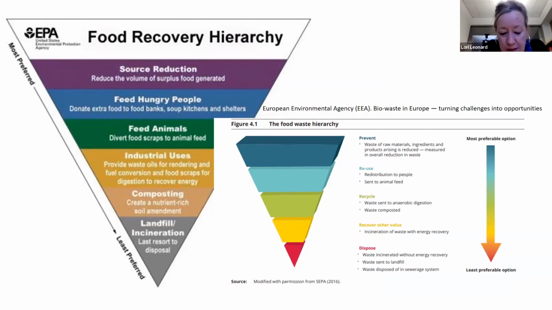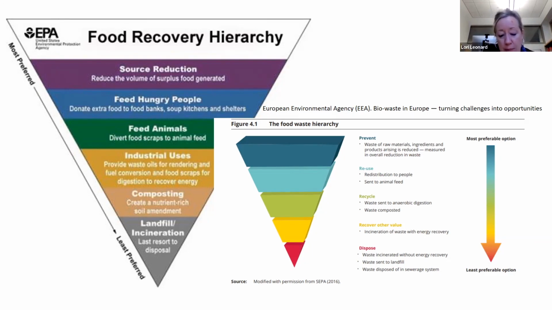And there will always be surplus. That's what food security is about. Surplus is a good thing within limits. But what we do with that surplus is important. And so at the top is the most preferred strategy, which is source reduction, or actually prevention, which means not producing waste in the first place or reducing the amount of surplus that we produce. And at the bottom is the least preferred strategy for managing food waste, and that's putting it in a landfill.